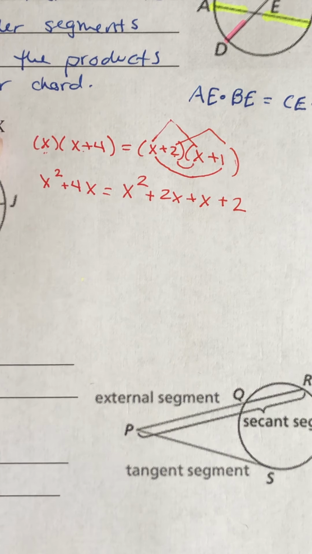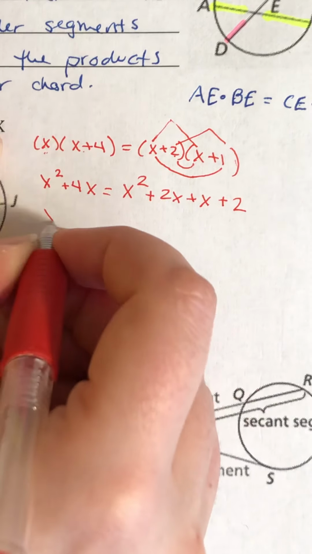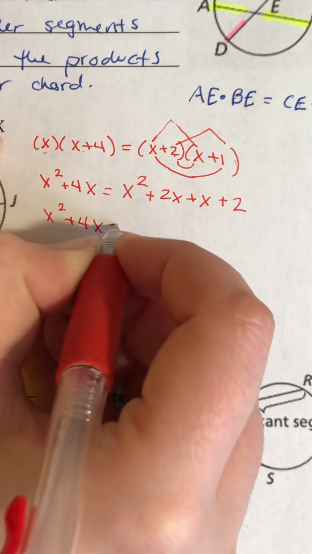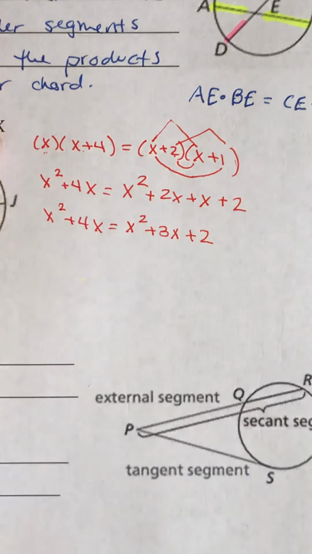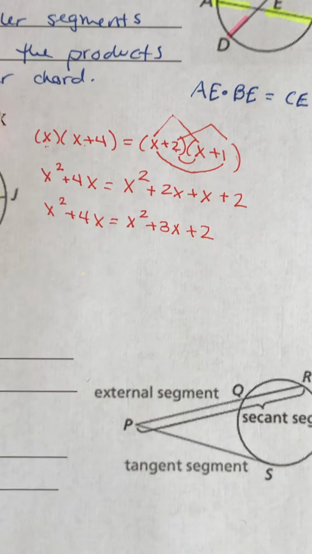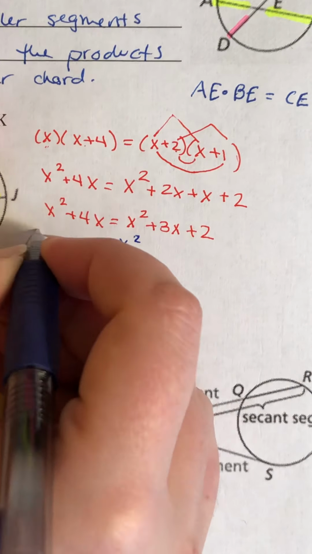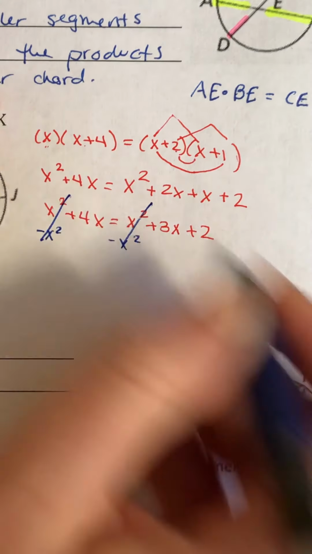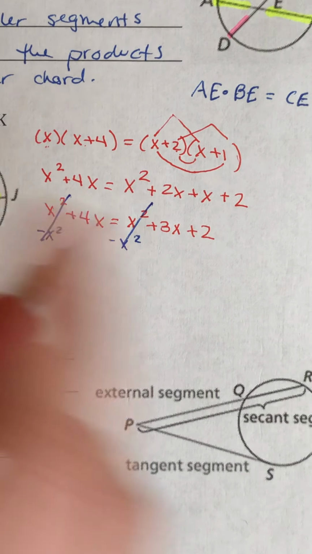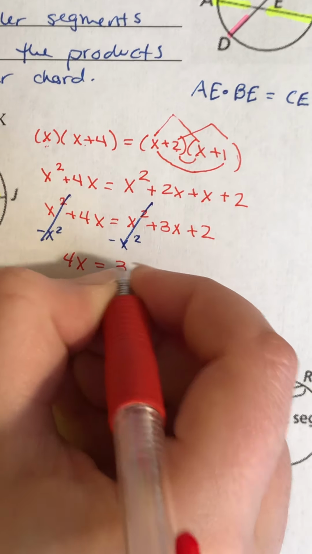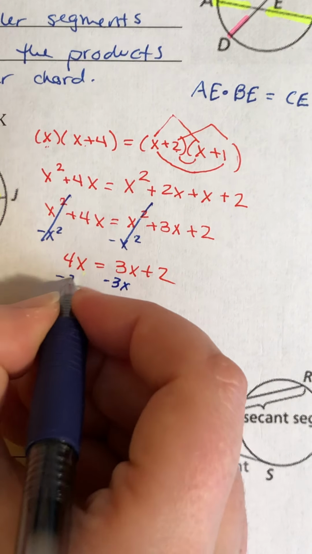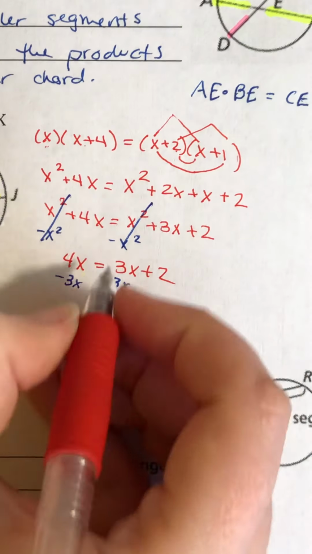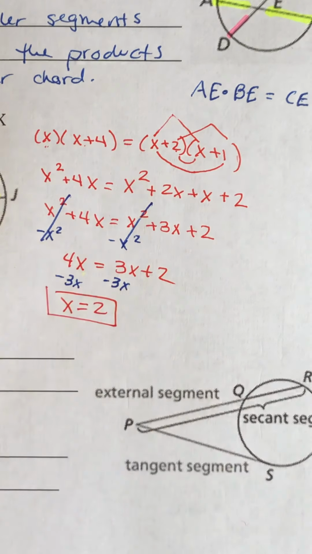So don't be alarmed by the squareds because they're actually going to go away. So we have x squared plus 4x equals, if I combine like terms, x squared plus 3x plus 2. So if I subtract x squared from both sides, there's 1 on each side, so they're actually just going to cancel out, which is nice. So that gives me 4x equals 3x plus 2. I can subtract 3x from both sides, and x equals 2. So it's a little bit more algebra, but definitely doable.